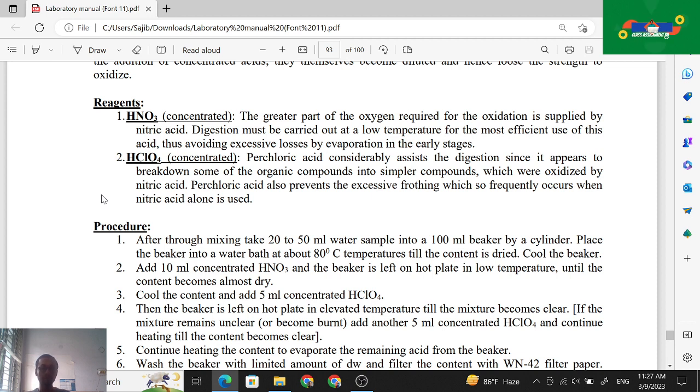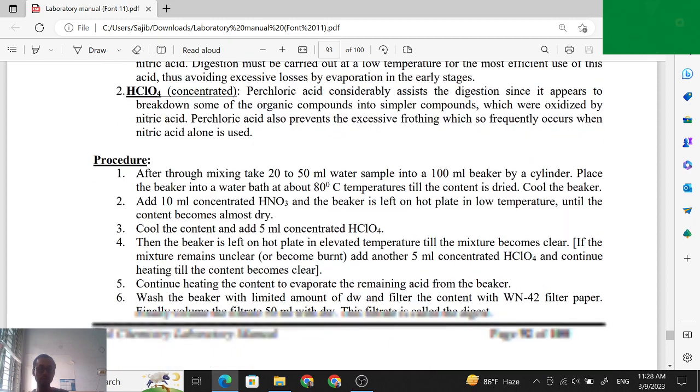Among the reagents, the first is concentrated HNO3. The greater part of the oxygen required for the oxidation is supplied by the nitric acid. Digestion must be carried out at a low temperature for the most effective use of this acid, thus avoiding excessive loss by evaporation in the early stage. Concentrated perchloric acid considerably assists the digestion, since it appears to break down some of the organic compounds into smaller compounds which are oxidized by the nitric acid. Perchloric acid also prevents the excessive frothing which so frequently occurs when nitric acid alone is used.